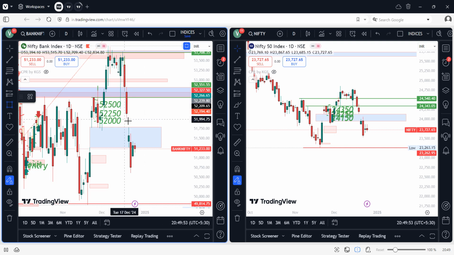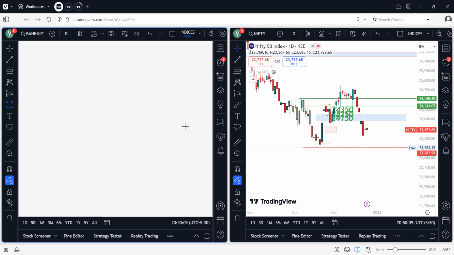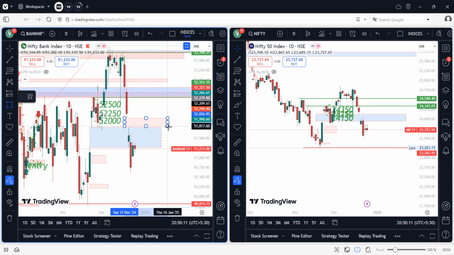Do you understand what the gap is? Here, this candle's low is here and this candle's high is here. This gap is called a gap border. So I'm going to mark this like this. Okay, you can see I'm going to mark this gap border.